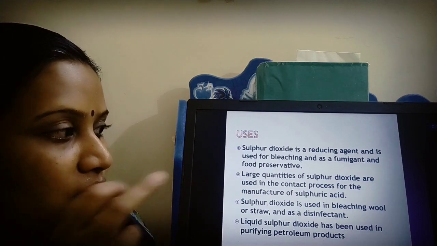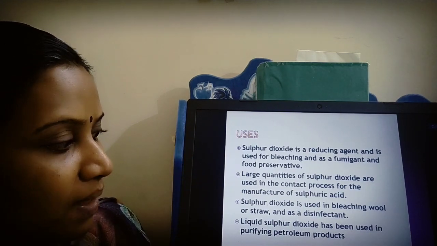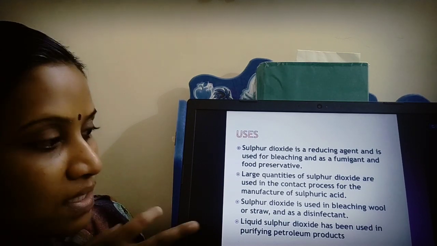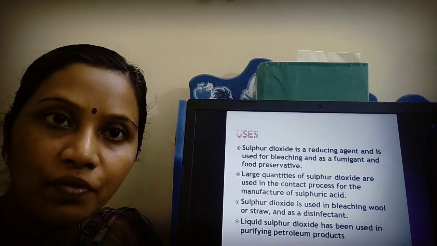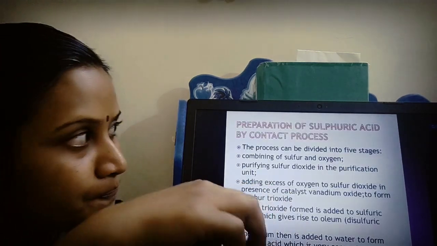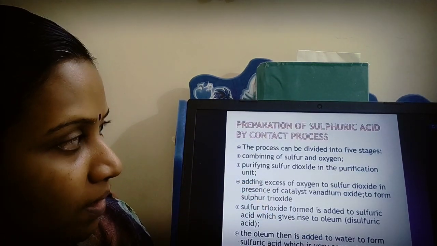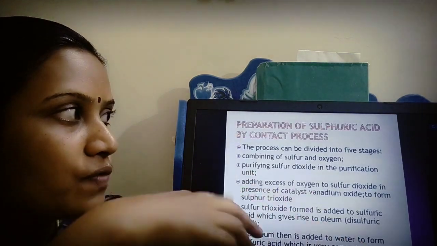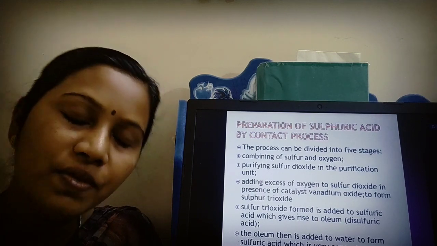Next uses, as we have seen: it is used for bleaching wool and straw. It is also used as a disinfectant, and liquid sulfur dioxide is used to purify petroleum products. And the next topic will be the preparation of sulfuric acid by the contact process, which we can see in the next session.